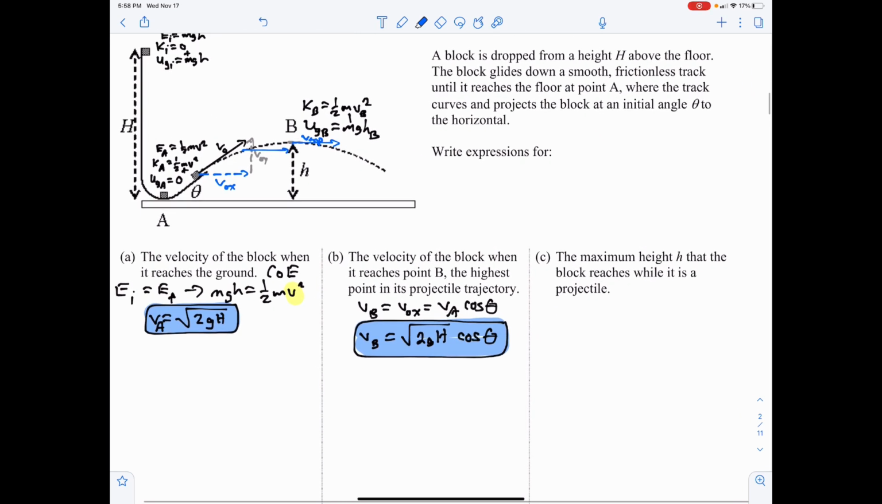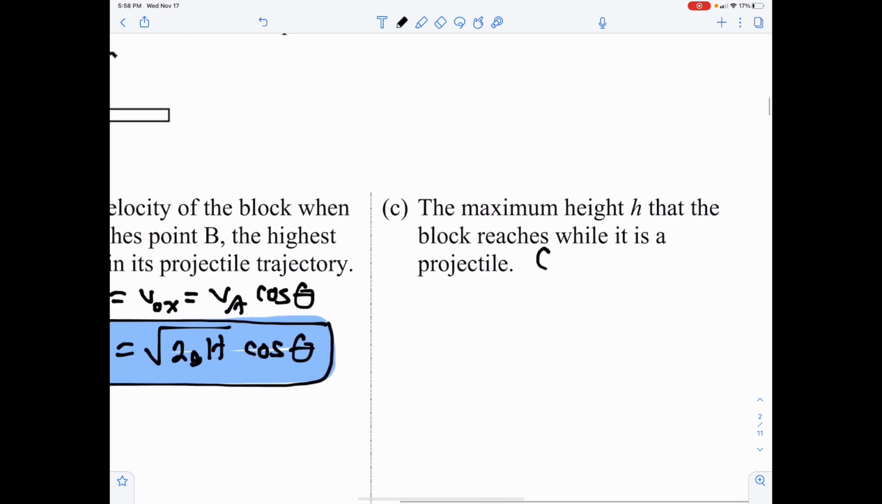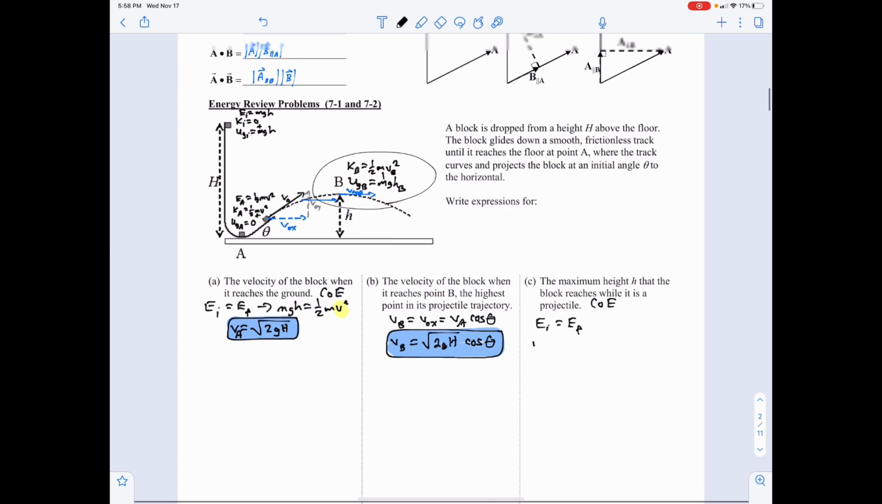Okay, the maximum height h that the block reaches while it's a projectile. Now we can use conservation of energy, because now we have a value for V sub B, which is this right here, and we could use that to solve for h, the height. So we're going to use conservation of energy again, which tells us as an equation, total energy initial equals total energy final.